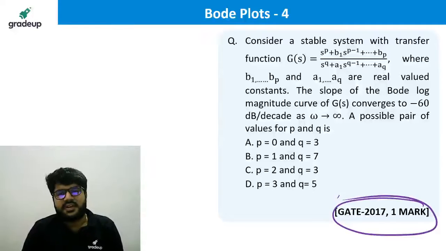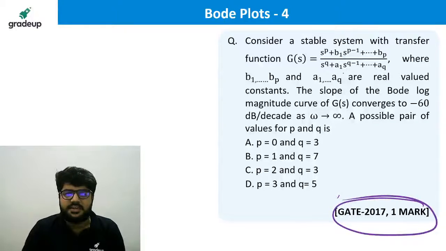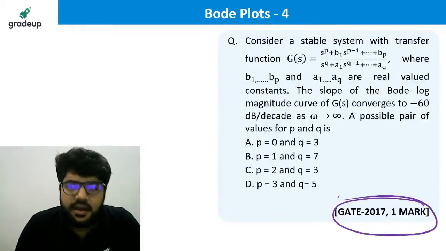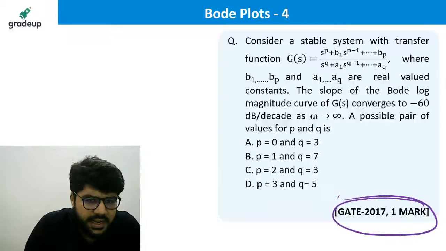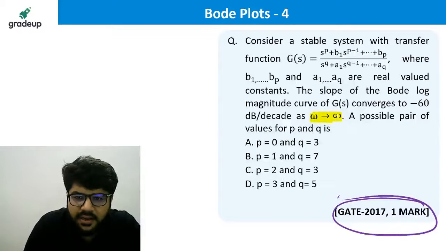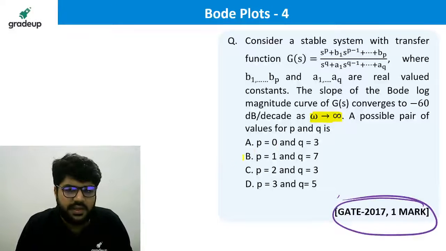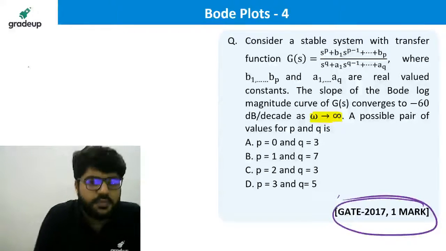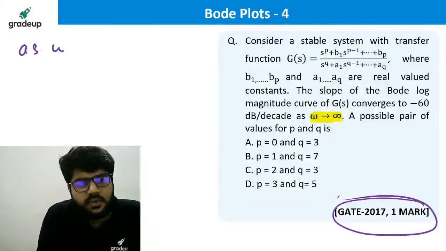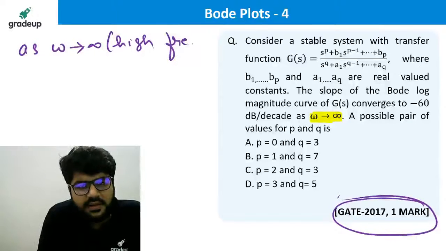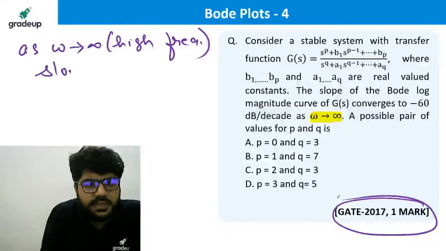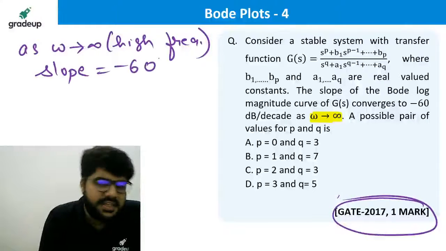Consider a stable system with the transfer function G(s) equal to s power p plus something divided by s power q plus something, where p and q are real valued constants. The slope of the Bode log magnitude curve of G(s) converges to minus 60 as omega tends to infinity. Again, the question is about omega tending to infinity slope, that means high frequency only. Slope is given by minus 60. They have given you the value.